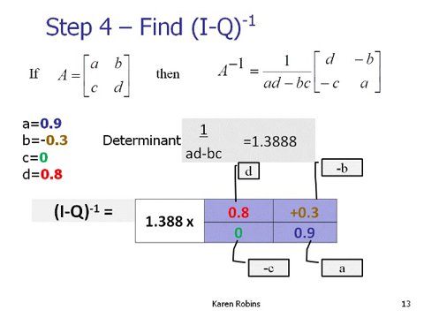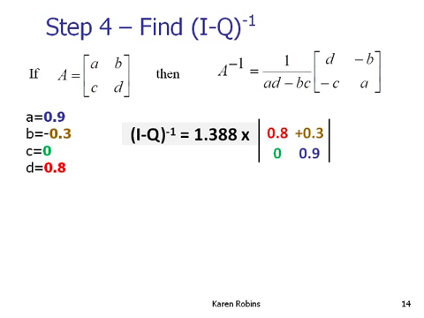So here we have the value for D being 0.8, here we have the value for A being 0.9, B had a value of minus 0.3 and we want to do minus B, so it's minus minus 0.3, which gives us plus 0.3. So now we just need to finish finding the inverse of I minus Q by doing the multiplication of 1.388 times the matrix.